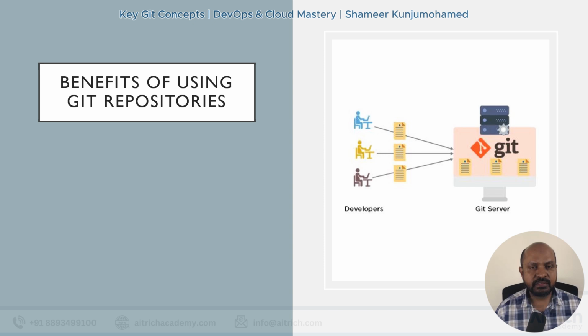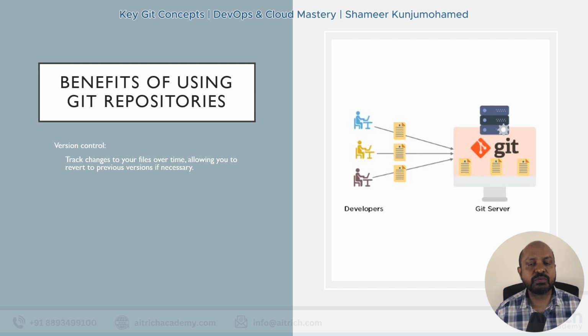Let's summarize the significant advantages that Git repositories offer, which underpin the widespread adoption in the software development world. This actually made Git the most widely used version control system, replacing all its predecessors. Firstly, we have version control. That is the first, the basic feature.